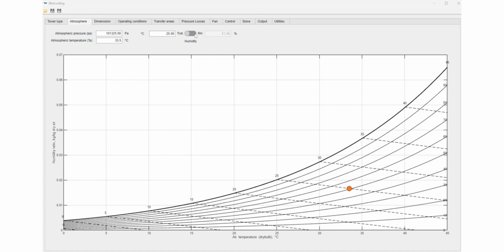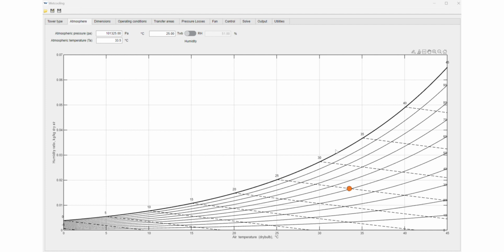The properties of the air can be shown on a psychrometric chart where the humidity ratio is on the vertical axis. This gives the kilogram of water vapor per kilogram of dry air. On the horizontal axis, we have the dry bulb temperature in Celsius. The dashed lines show the lines of constant wet bulb temperature, and the curved lines show the relative humidity.